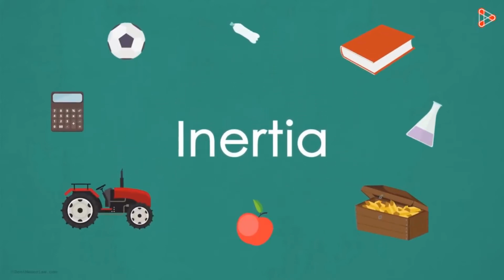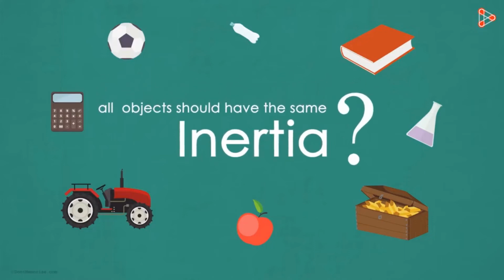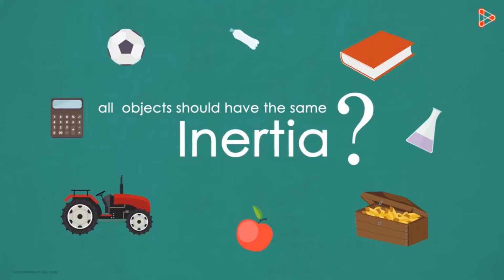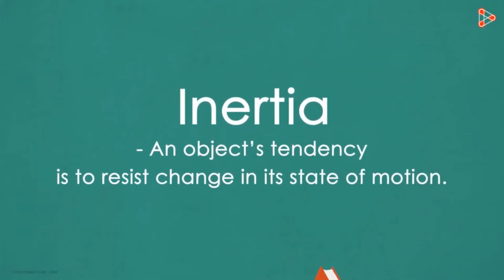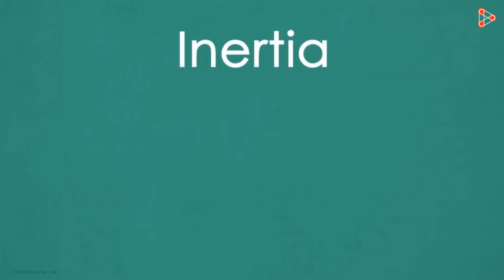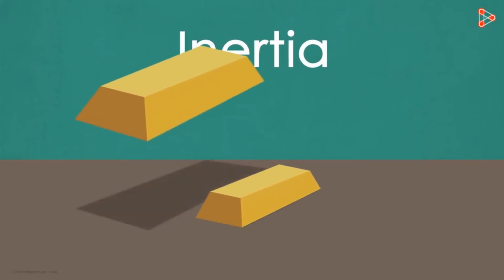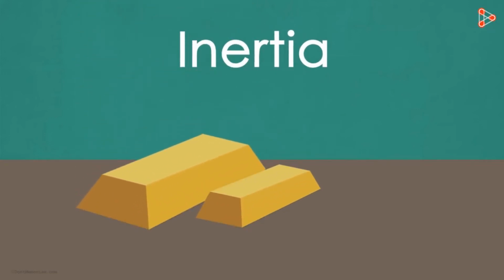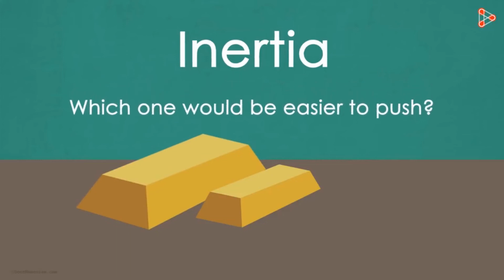Do you think all objects have the same inertia? All objects resist changes to their state of motion, right? So all should have the same inertia, correct? Well, not really. Because inertia tells us how strong an object's tendency is to resist change in its state of motion. Think of it like this. There's a tiny brick kept on a table next to a relatively larger and a heavier brick. Which one do you think would be easier to push? Without doubt, the tiny brick, correct? Yes, but why is that?